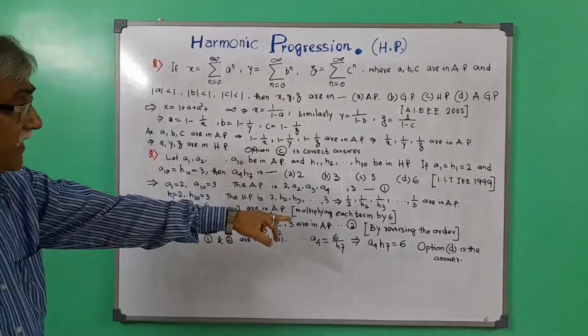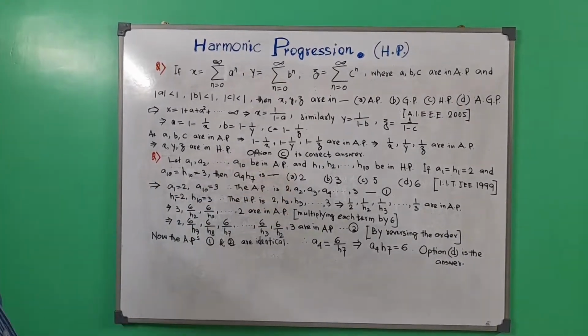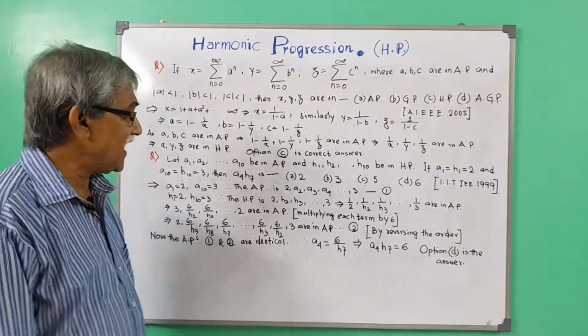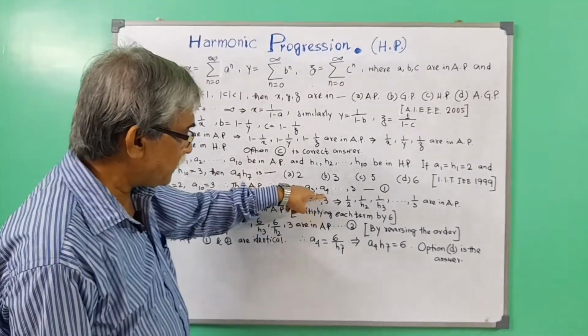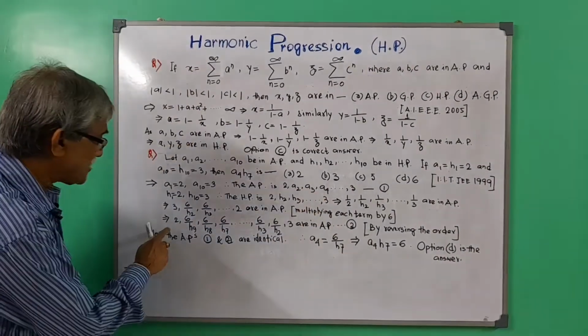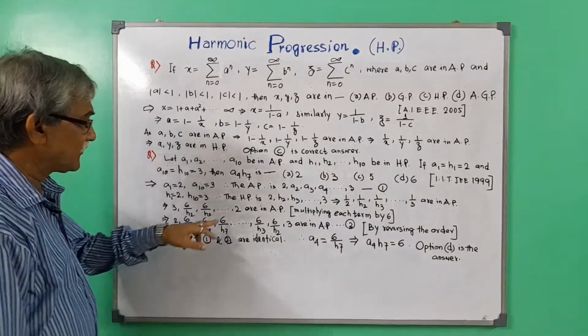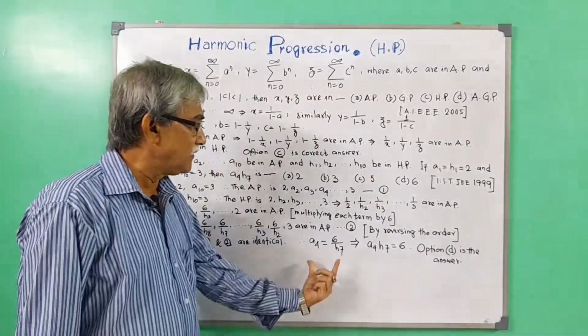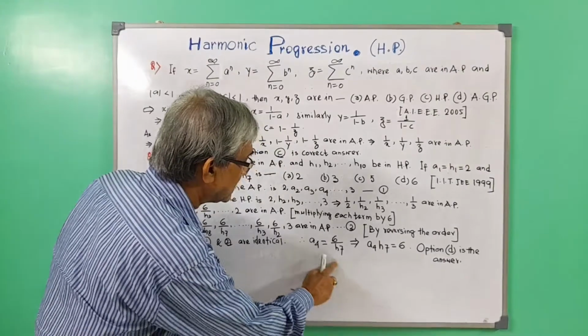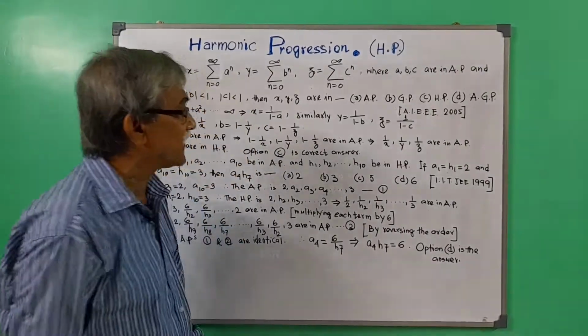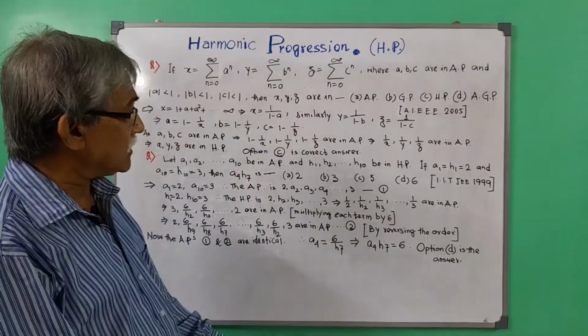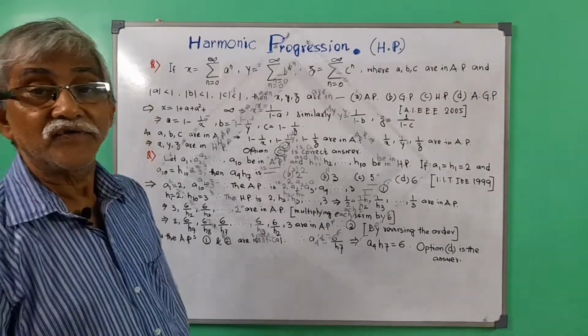Now the APs 1 and 2 are identical. Therefore, the fourth term A4 will be, counting 1, 2, 3, 4, equal to 6 by H7. Then cross multiply. So A4 into H7 equals 6, and your sum is done. It was an easy sum.